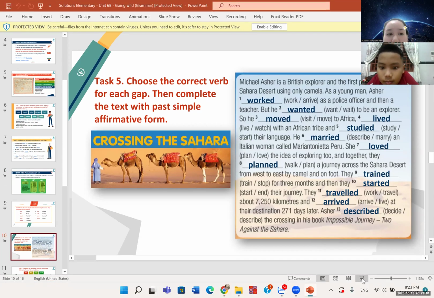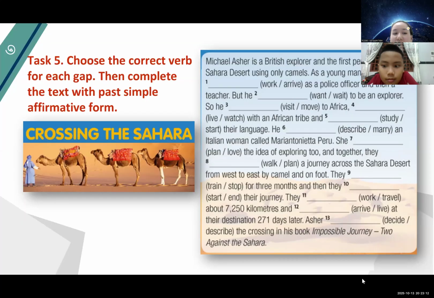It is task five. Choose the correct word for each gap. Then complete the text with the past simple affirmative form. Conjugate the verbs in brackets into the past affirmative form.